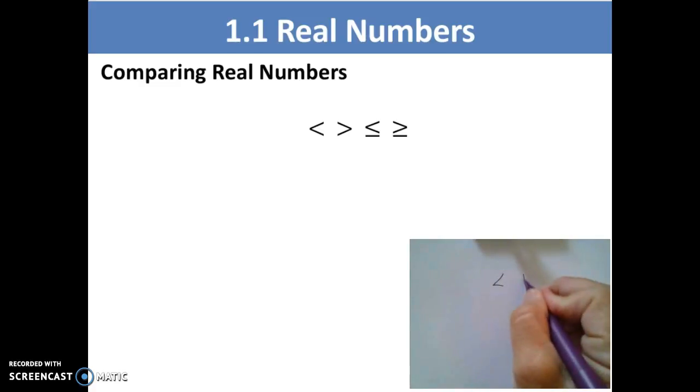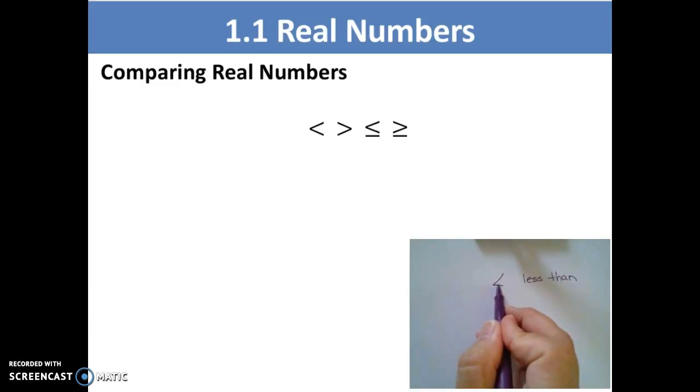The first symbol is less than. How do we know it's less than? It's pointing at the smaller number. So you're saying the first number is less than the second number you have listed. 2 is less than 10. So the second symbol is greater than. And so this symbol is telling us our first number, for example, 100, is greater than our second number, 52.